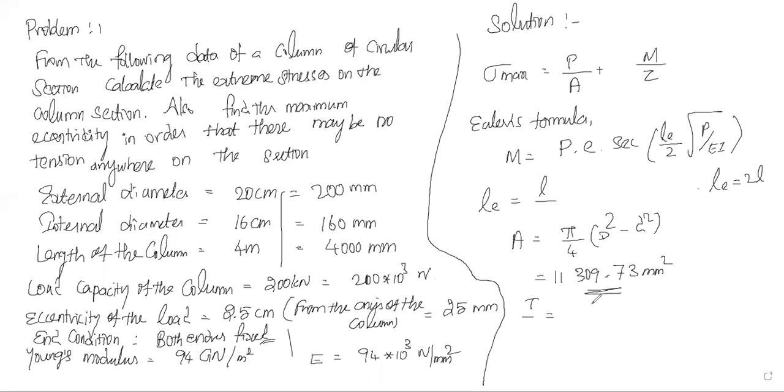So next, I value. I value becomes pi by 64 into capital D power 4 minus small d power 4. So the answer becomes 46.37 into 10 to the power 6 mm power 4. So next, we got P value, I value.